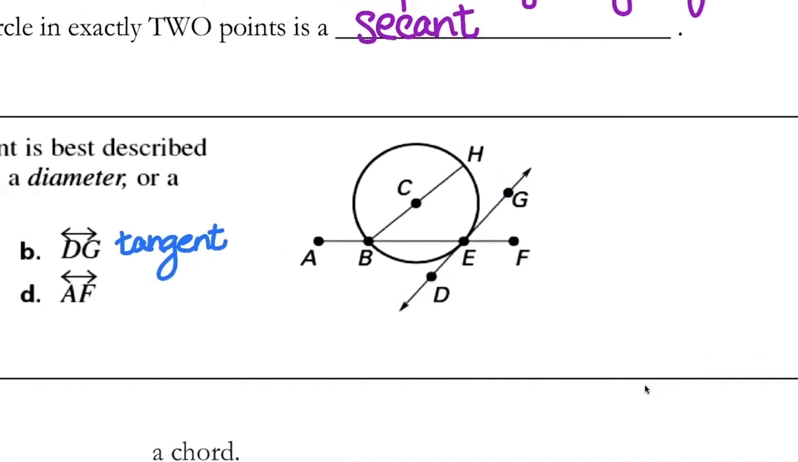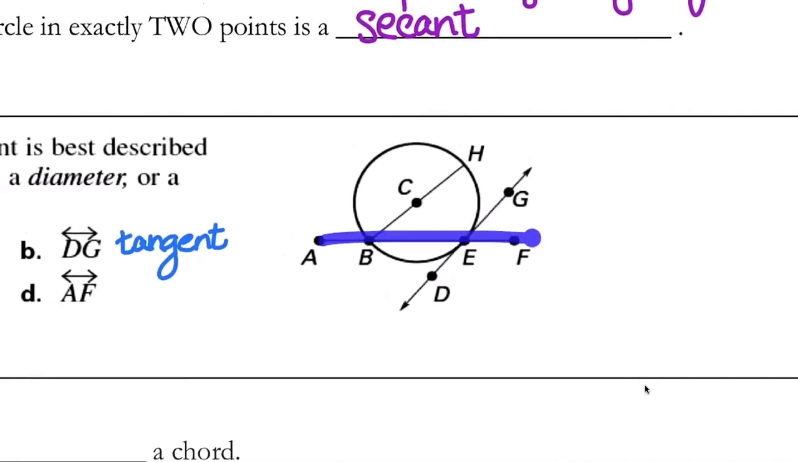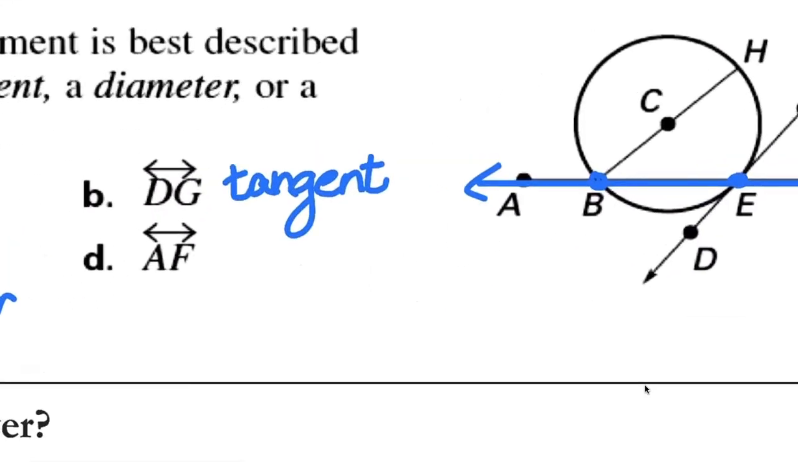Okay, and then line AF. Line AF is this segment, but it's stretched out to be a line. So it says line AF. That means you want to think of this like this line instead of this segment the way that it's drawn on the picture. Because it's a line that's hitting the circle in two different places and it's in the same plane as the circle, that means that it is a secant line.